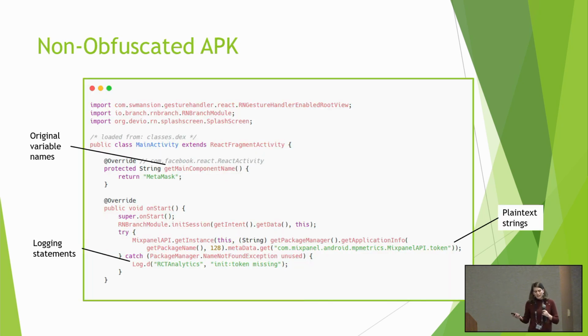Looking at the really primary reasons for obfuscation in Android, if you took a look at this, and maybe you have a little bit of programming experience, you could search and find a bunch of different clues to figure out what this application is actually doing. First of all, you can see that we have the original variable names. You see that getMainComponentName right there that's pointed to. That was the actual developer variable name, so that is not stripped when the application is compiled. Additionally, we have some logging statements here. Those are in plain text, as well as some plain text strings right there. You can see we're returning the value MetaMask. So looking at all of these, it's really easy to figure out what the application is doing.